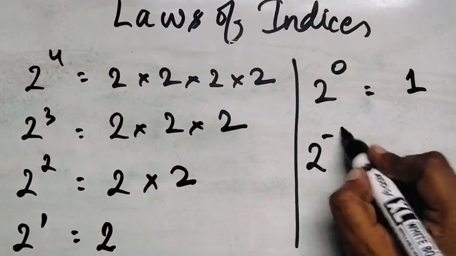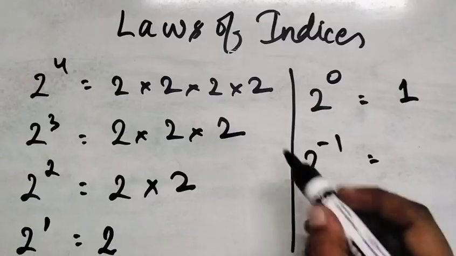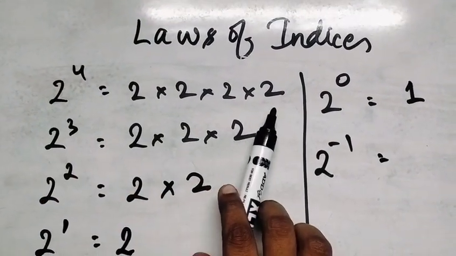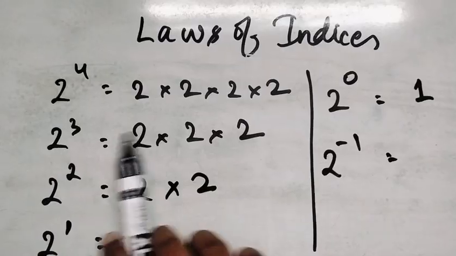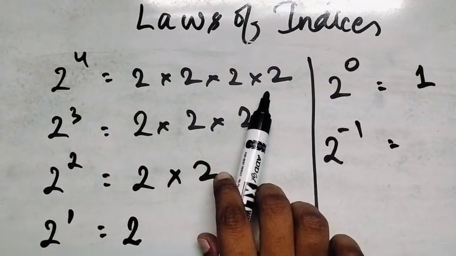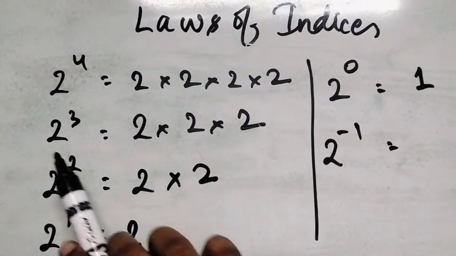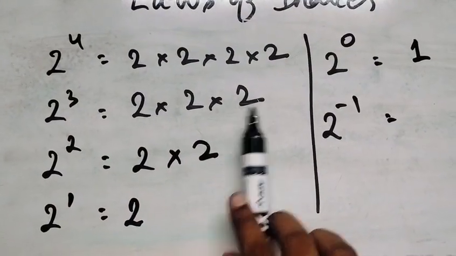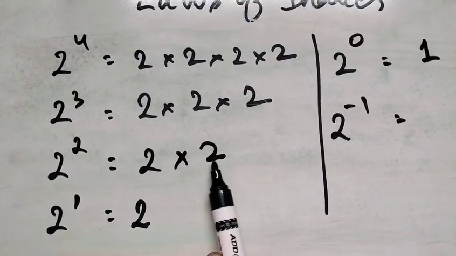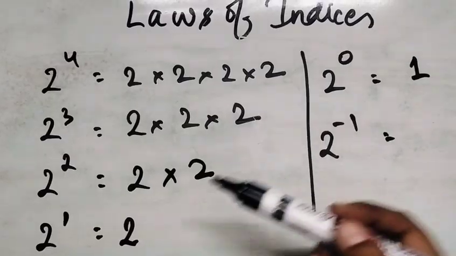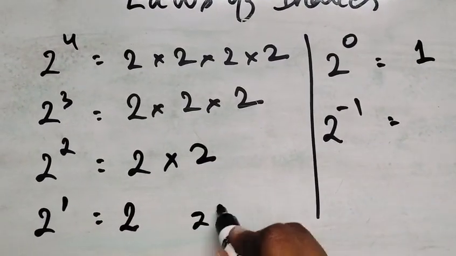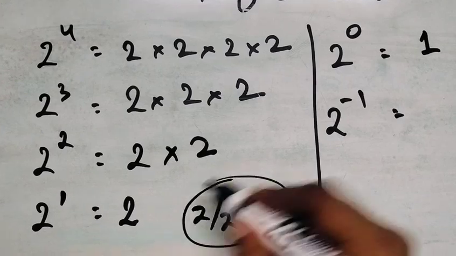But when you go for 2 power minus 1, observe a pattern. 2 power 4 is multiplying 2 4 times. When you go back to 2 power 3, you're dividing this expression by 2. When you go from 2 cube to 2 square, you're dividing this expression by 2. 2 square to 2 power 1, again you're dividing it by 2. 2 to the power 1 to 2 to the power 0, you're dividing this by 2, which is why you're getting a 1 here.